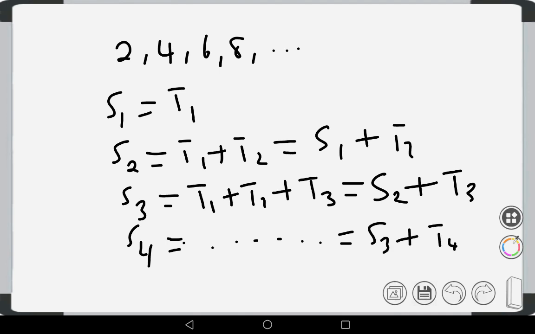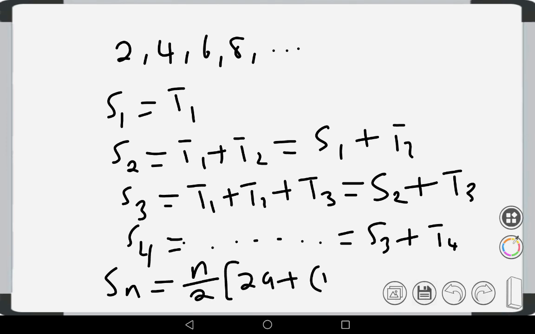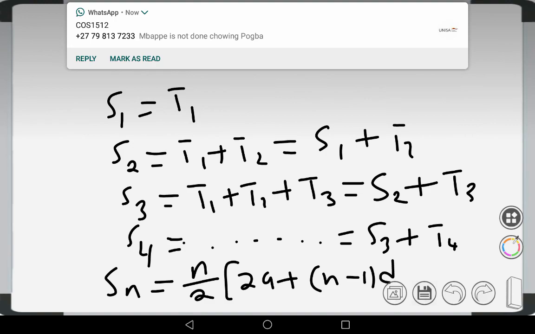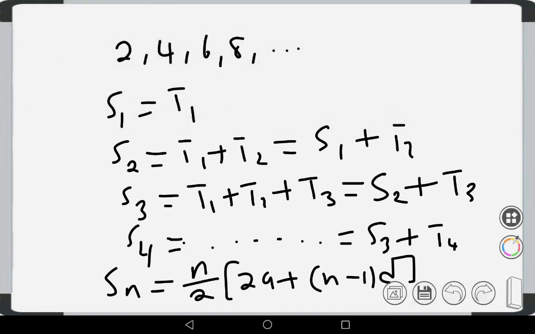So now the general sum formula for arithmetic is Sn equals n over 2 in brackets, 2a plus (n minus 1) d. So that's the general sum formula for arithmetic. Let's say we want to find a sum of 3 numbers for this arithmetic.